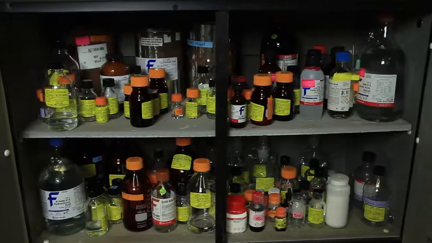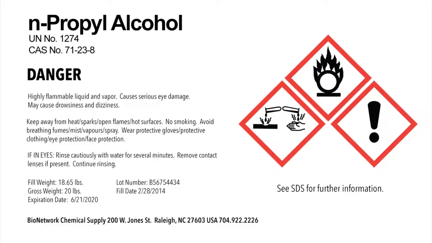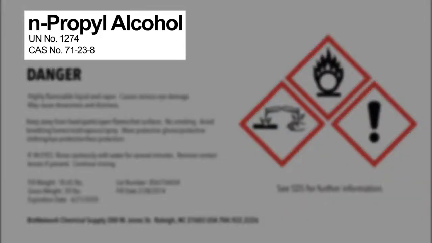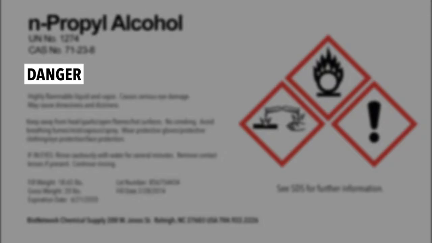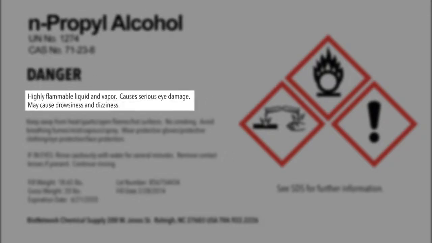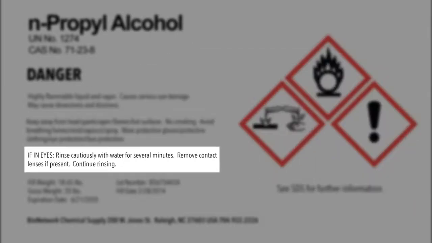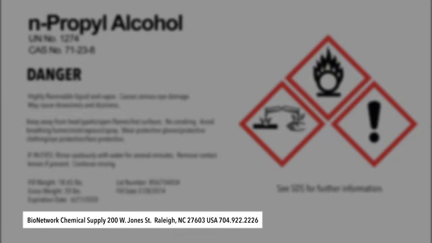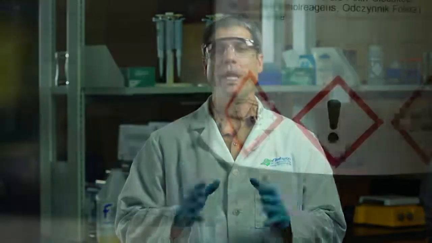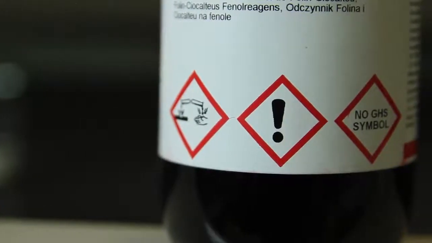But there's also another way to learn about a chemical, and that's by reading its label. The new GHS format requires each chemical in the lab to be labeled with the product name, a signal word such as danger or caution, physical, health, and environmental hazard statements, precautionary statements, pictograms, first aid instructions, and the supplier's contact information. Pictograms consist of a symbol on a white background, framed in a red border.